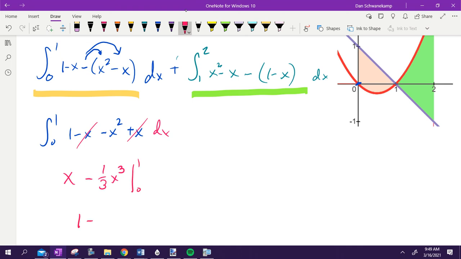You plug in 1, you get 1 minus 1/3. You plug in 0, and it gets you 0. That's the area of my first shape. Questions on the first one? We're going to do the same thing on the second one.